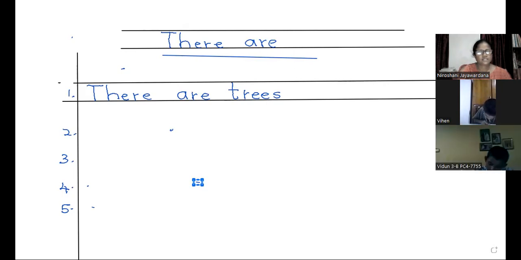We don't write fast, read your sentences if you have finished writing. Teacher, we haven't finished. Very good. Vihen, can you read your sentences? There are trees. There are bushes.